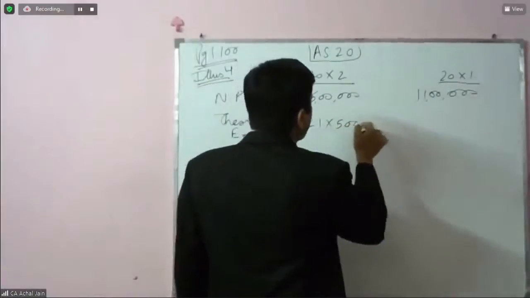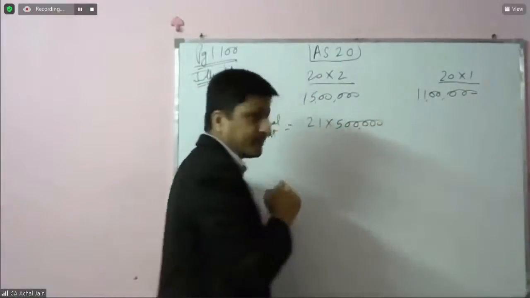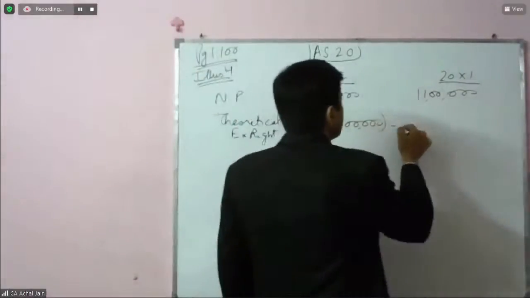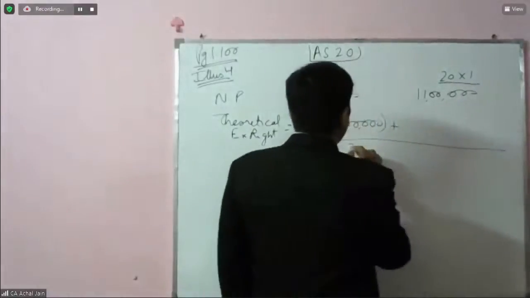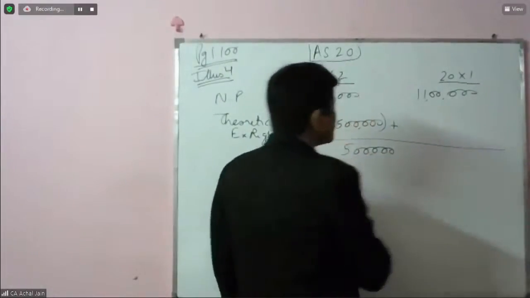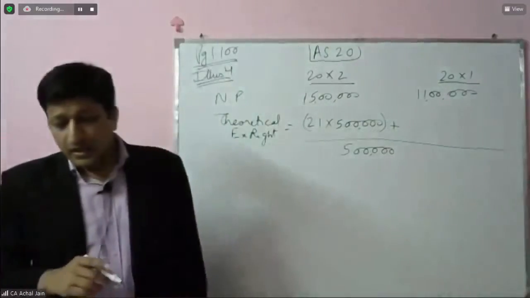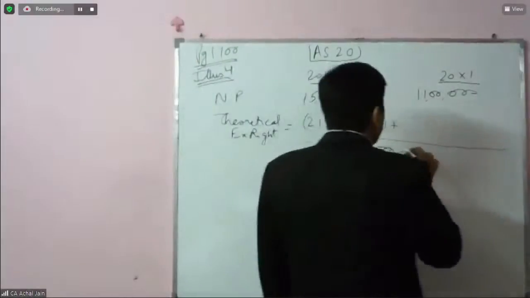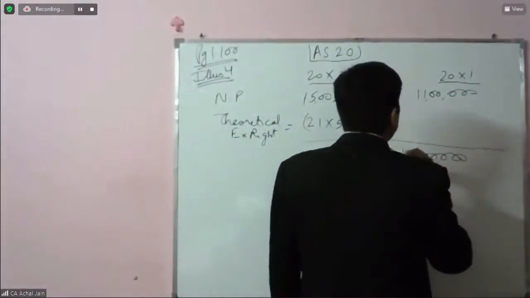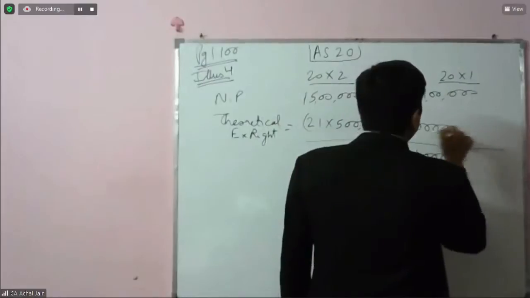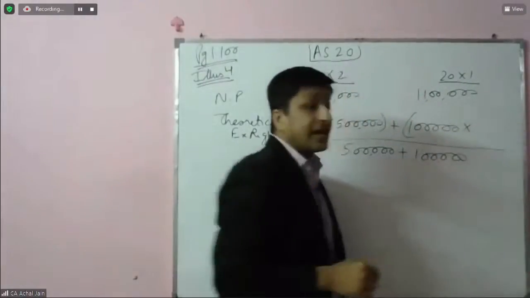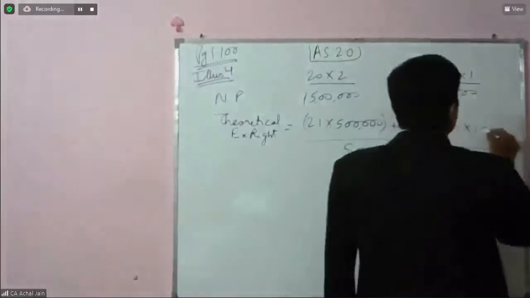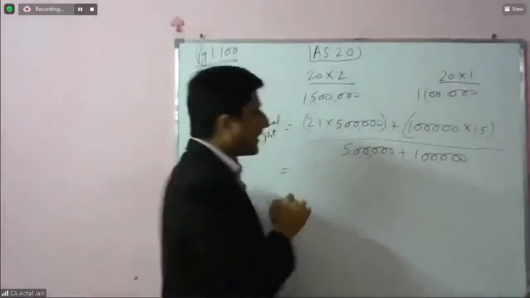21 into 5 lakh. How many number of shares were there? 5 lakh prior to right, into 21. Plus. And in the denominator, we'll write 5 lakh shares. So these were the number of shares before exercise of right. Now, how many shares have come through right issue? 1 lakh. Plus 1 lakh in the denominator. Plus 1 lakh into right issue price, which was 15. Correct? So what do we get?